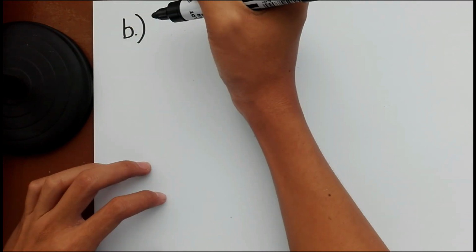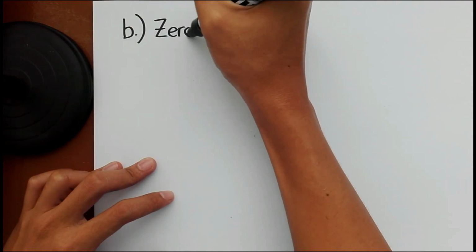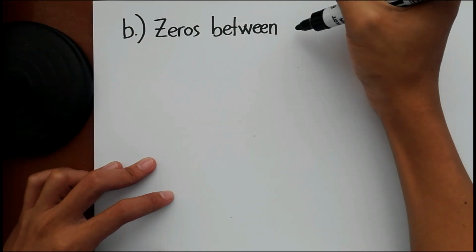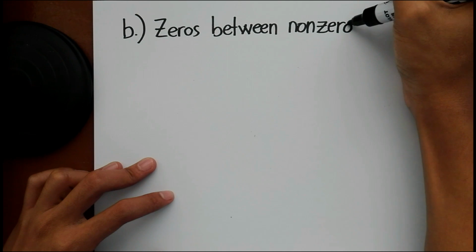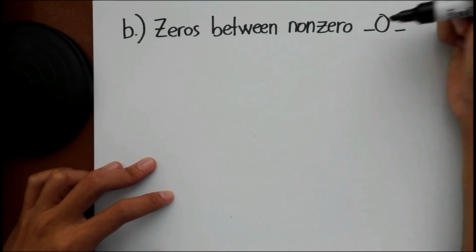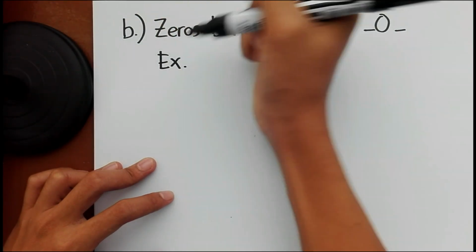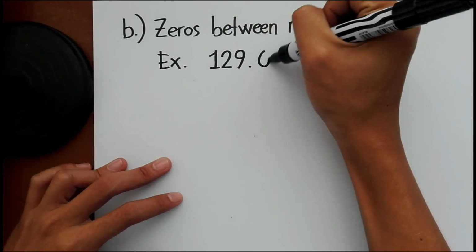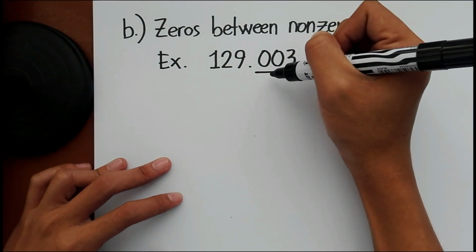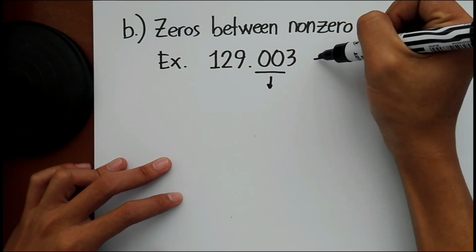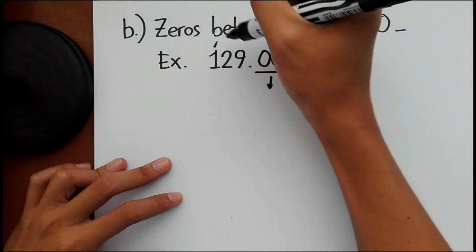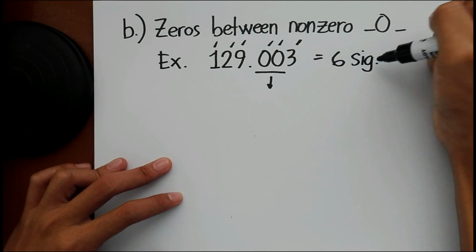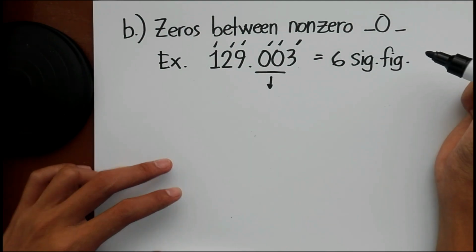The second type of zeros are those zeros located in between the non-zero digits, and these zeros are considered significant. Again, zeros between the non-zero digits are significant. Like for an example, we have 129.003. So we have 2 zeros in between the non-zero digits, and they're all considered significant. So if we were to ask how many significant figures are there, we have 6 significant figures for this example.